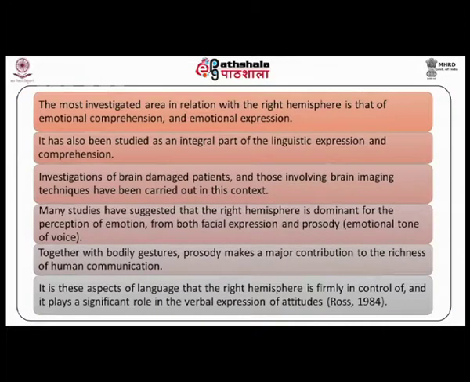The most investigated area in relation with the right hemisphere is that of emotional comprehension and emotional expression. It has also been studied as an integral part of the linguistic expression and comprehension. Investigations of brain damaged patients and those involving brain imaging techniques have been carried out in this context. Many studies have suggested that the right hemisphere is dominant for the perception of emotion from both facial expressions and prosody. Together with bodily gestures, prosody makes a major contribution to the richness of human communication.